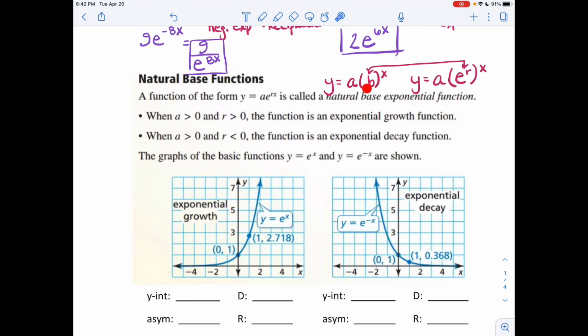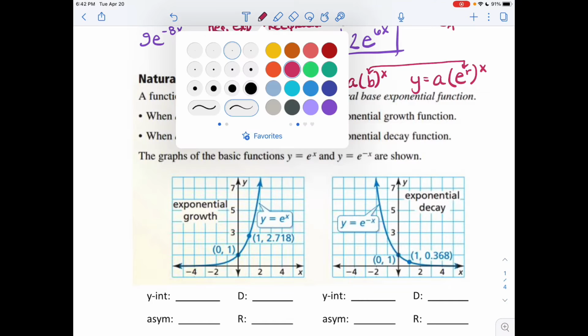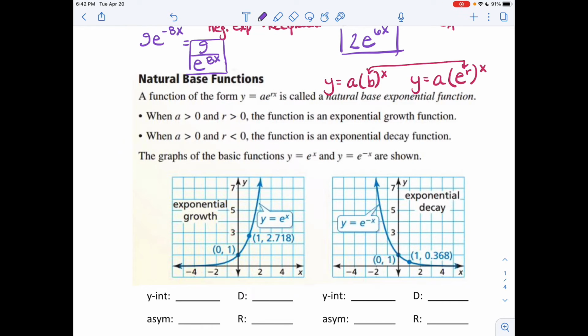But instead of b, which remember before was either 1 plus r or 1 minus r, now we have e raised to the r power instead of b. So we have two different cases, exponential growth and exponential decay. If our a value is positive and r is greater than 0, so it's also a positive number, then we're going to have exponential growth. But if a is greater than 0 and r is less than 0, in other words a negative number, then the function is going to be exponential decay.